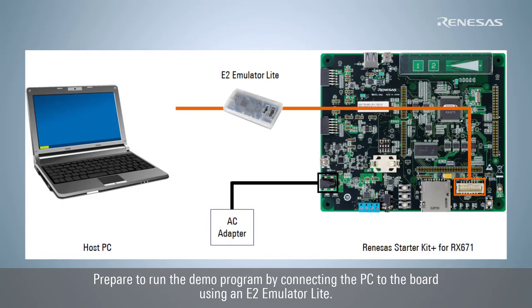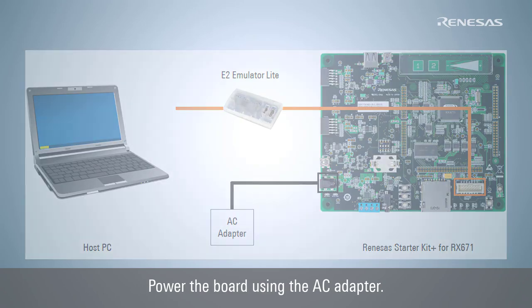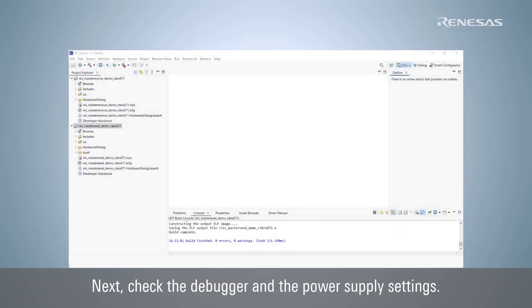Prepare to run the demo program by connecting the PC to the board using an E2 Emulator Lite. Power the board using the AC adapter. Next, check the debugger and the power supply settings.